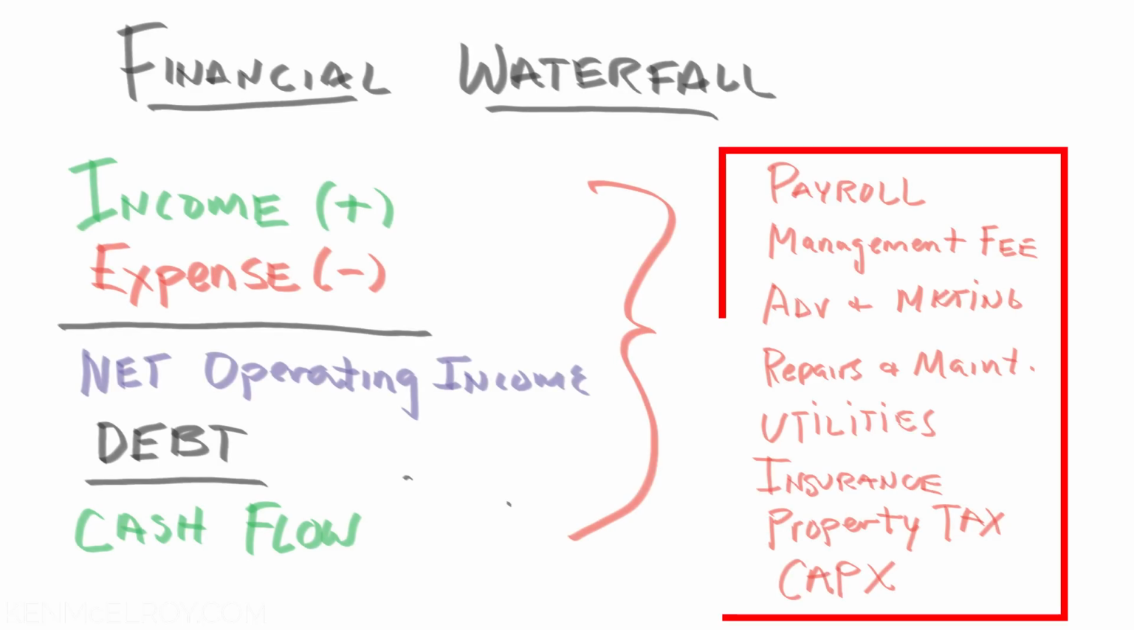So there are 8 categories of expenses that I'm going to cover today. First being payroll, management fees, second, advertising and marketing, repairs and maintenance, utilities, insurance, property tax, and Capex or capital expenses. Now, each property is going to be very unique to this depending on the size, location, age, condition, etc. And I'm going to go through those next.